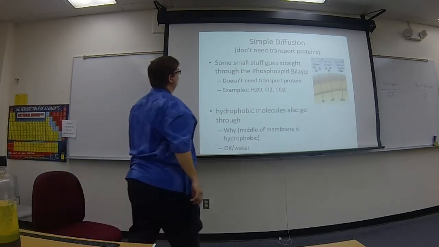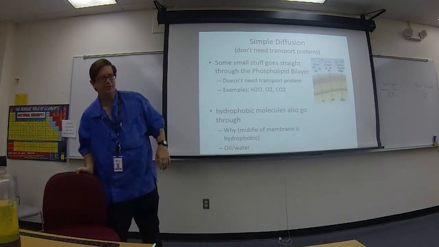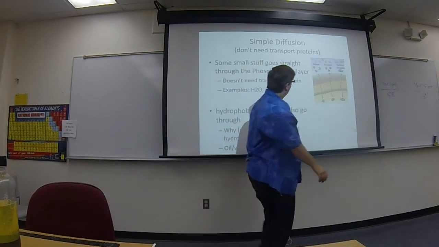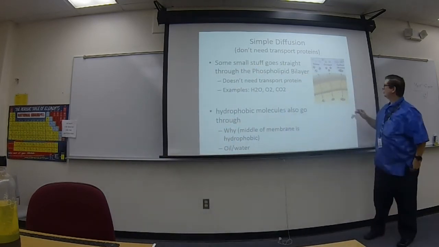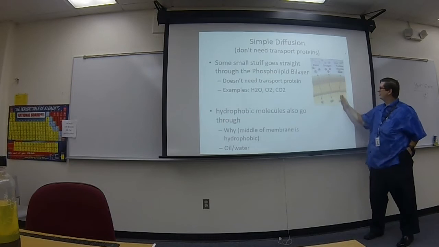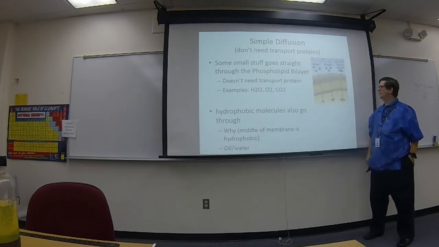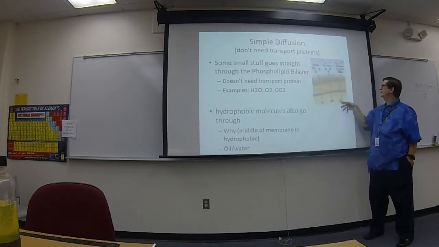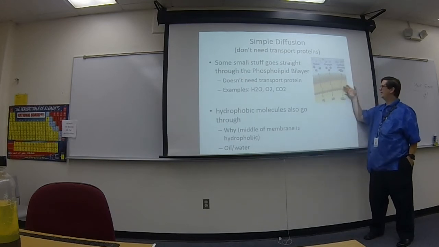Little things pass through phospholipid bilayers easier than big things, and especially non-charged, non-polar ones. Carbon dioxide goes through really, really easy. Oxygen goes through really easy. You take in oxygen, you use it, you give off carbon dioxide. They just pass right through the membrane.